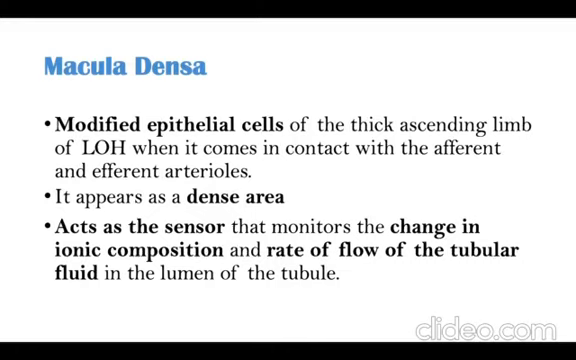Macula densa is modified epithelial cells of the thick ascending limb of the loop of Henle when it comes in contact with the afferent and efferent arterioles. Kan dia bertemu, so it appears as a dense area. So that's why it gets the name as macula densa. So it acts as the sensor that monitors the change in ionic composition and rate of flow of the tubular fluid in the lumen of the tubule. Dia adalah sensor.